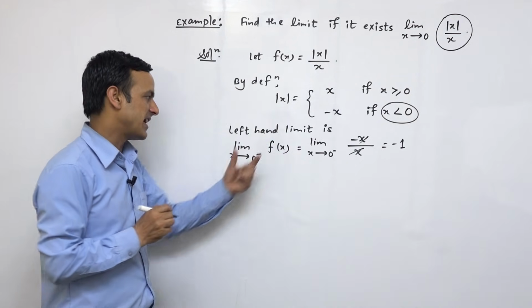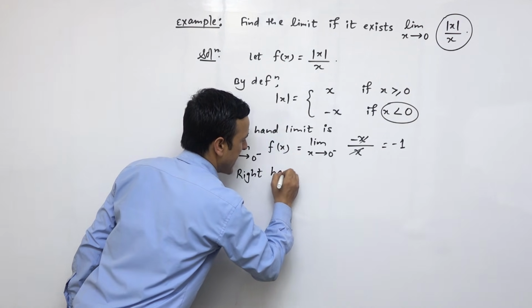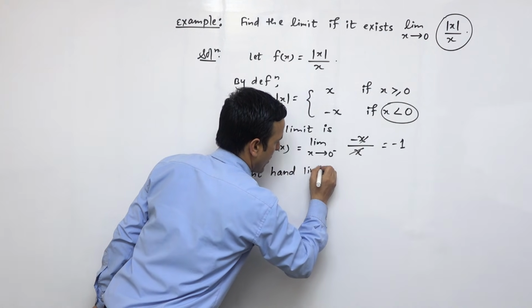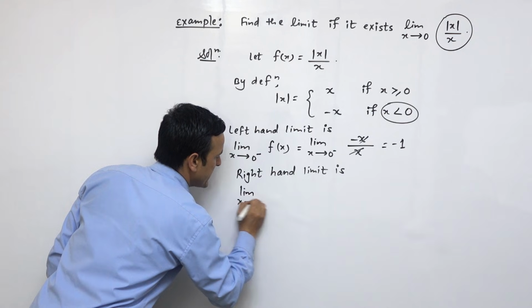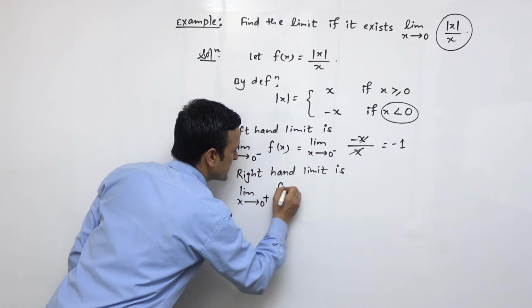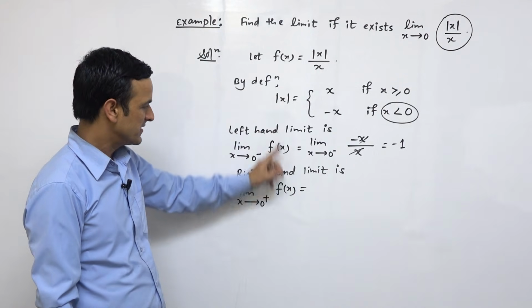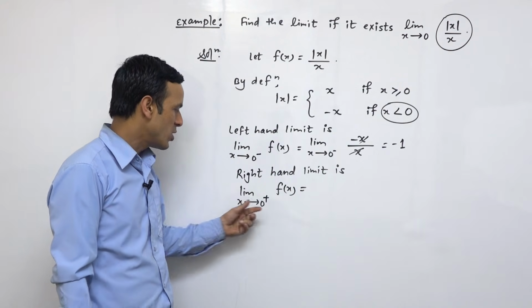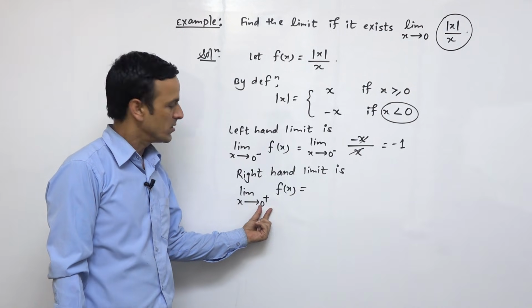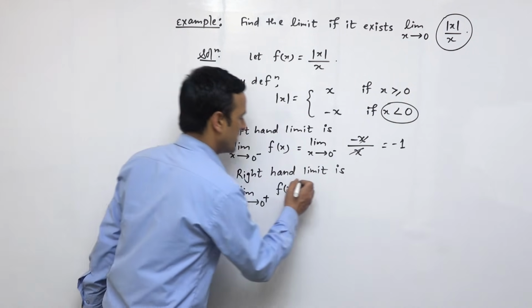Similarly, we can obtain the other limit, which is known as the right hand limit. Right hand limit is limit x tends to 0 plus of the given function. We are going to find the limiting value of this function when x tends to 0 from the right side. This is the direction.